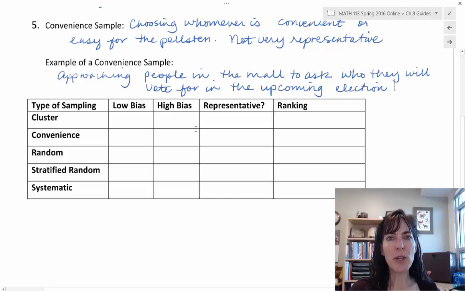So I do want you to understand which of these types of sampling is going to be the best, because as you're looking at research that you might see either in your field or in the newspaper, you should have an idea of what kind of sampling they used and whether it was representative.